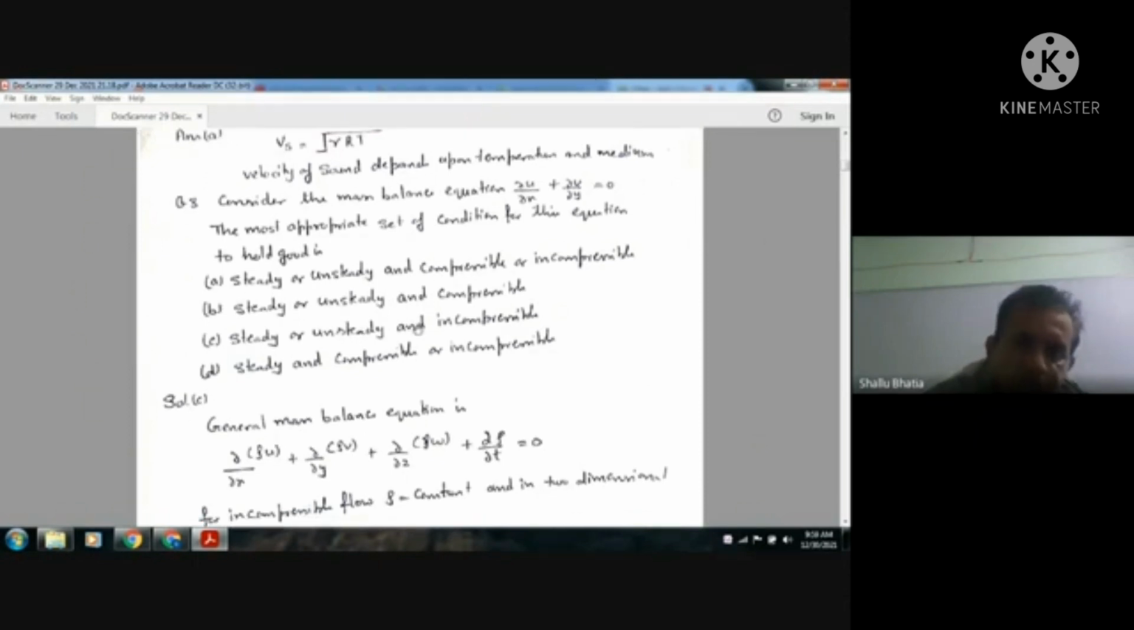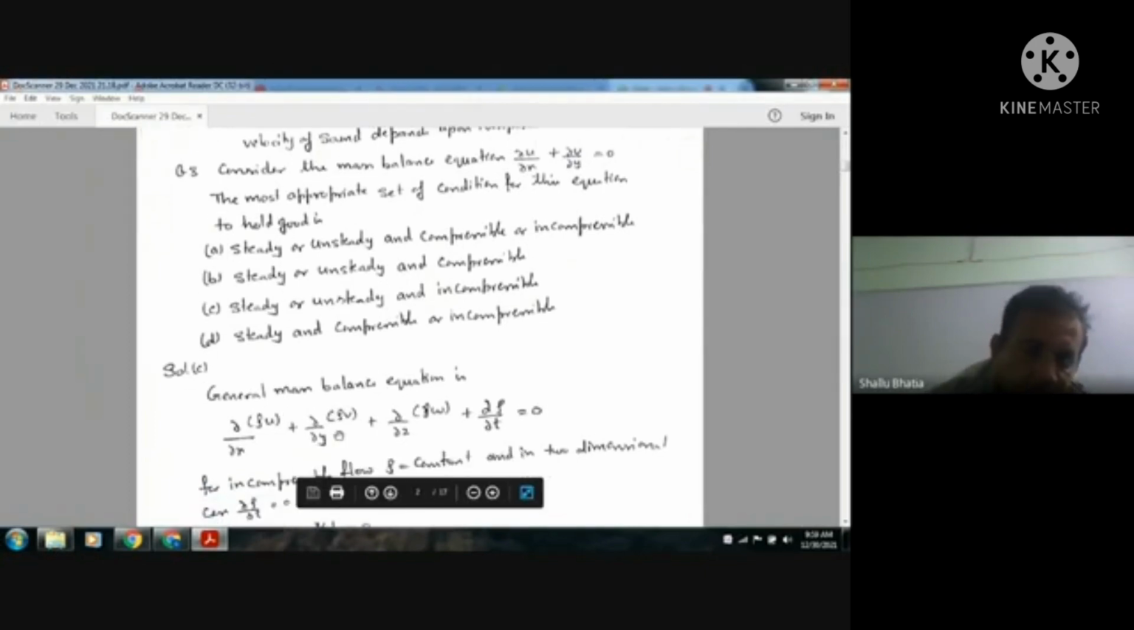Here the general mass balance equation, valid for compressible, steady, unsteady, and incompressible flow, is: curly rho u by curly x, plus curly rho v by curly y, plus curly rho w by curly z, plus curly rho by curly t.